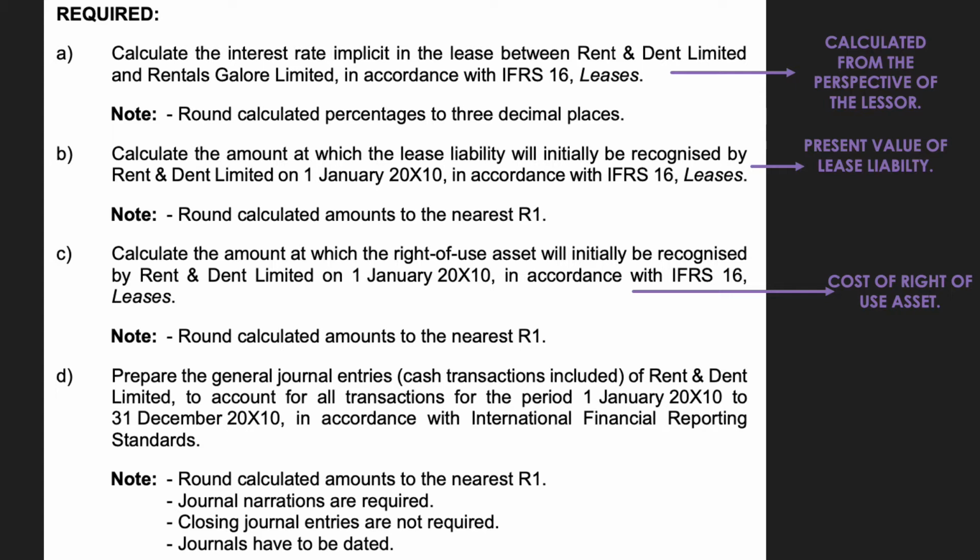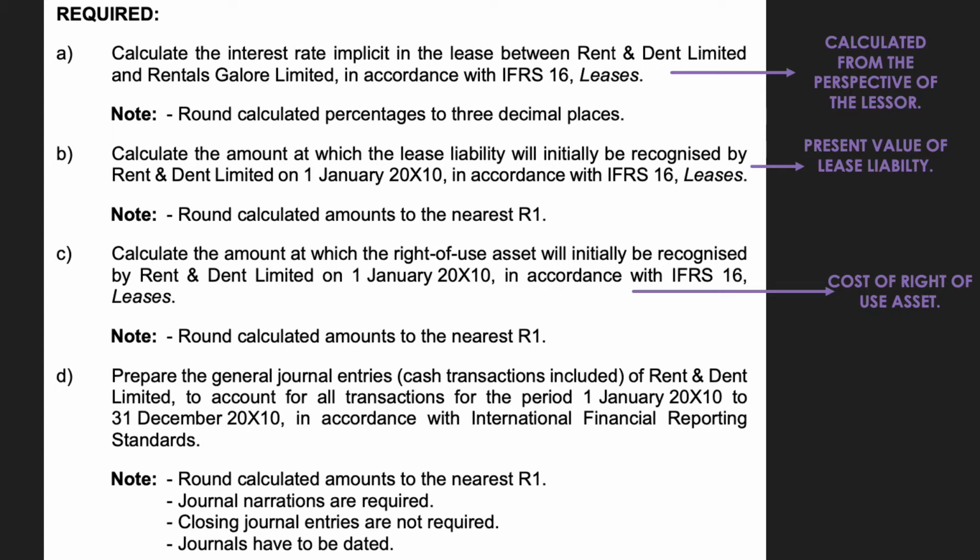Requirement B, calculate the amount at which the lease liability will initially be recognized by Rent&Dent Limited on the 1st of January 2010 in accordance with IFRS 16 Leases. Note, round calculated amounts to the nearest rand. Right, so for the initial recognition of the lease liability, we need to calculate the present value of the lease liability, and that is calculated from the perspective of the lessee.